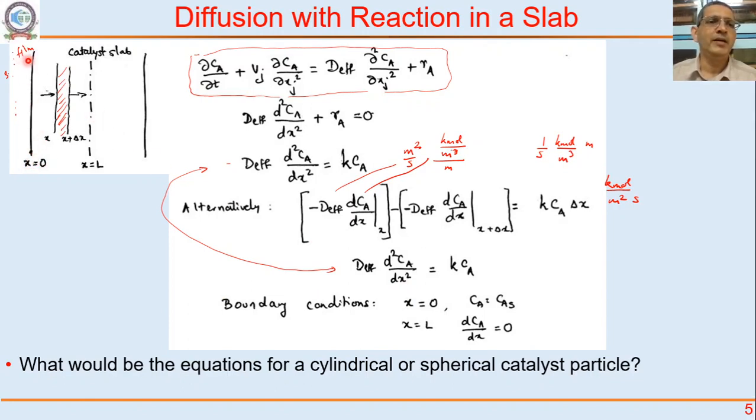At x equal to 0, the concentration of A, let's call it the concentration of A at the surface, CAS. At x equal to L, we have a symmetry condition. How do we describe the symmetry condition mathematically? Del CA by del x equal to 0, gradient 0.